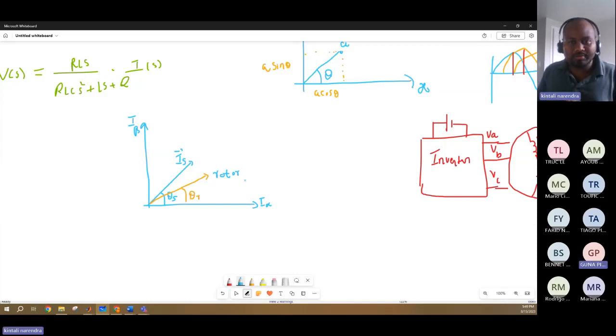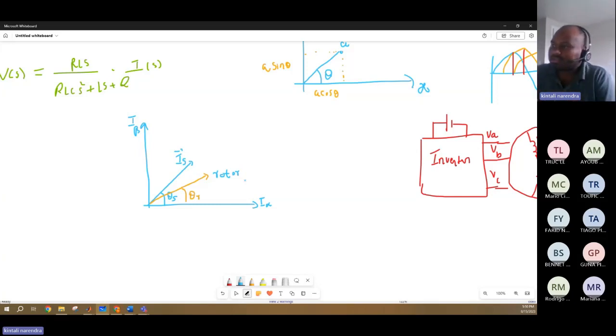Hello, guys, are you with me? How do we find the rotor angle? What is the rotor angle? We will keep a sensor inside the motor to find where the rotor is at a given time.